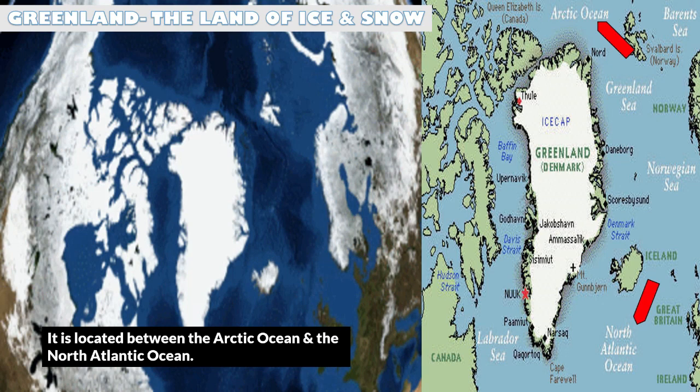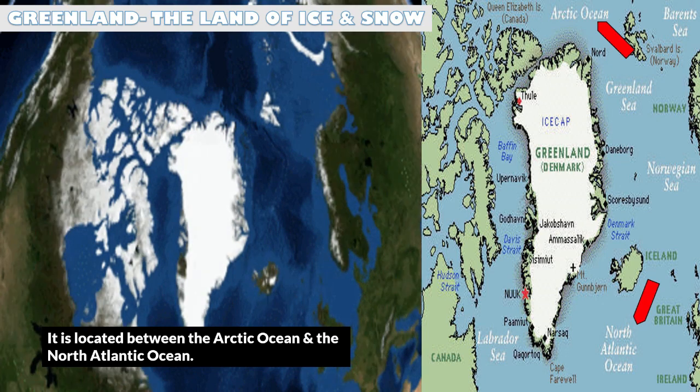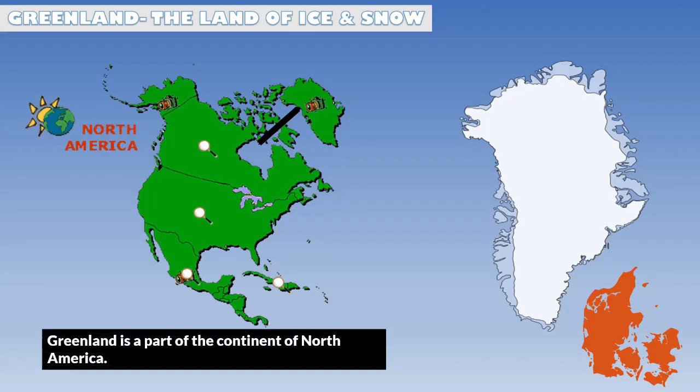Now let us know that Greenland lies in which continent? Greenland is a part of the continent of North America. It is a self-governing, means autonomous province of Denmark. Now what do you mean by self-governing? In other words, it means that Greenland is a division of the country Denmark that has its own government. Though Greenland is a part of the continent North America, but it is a self-governing province of Denmark.